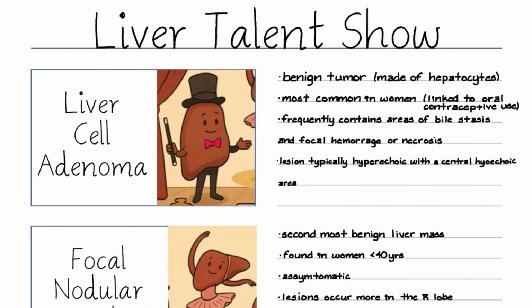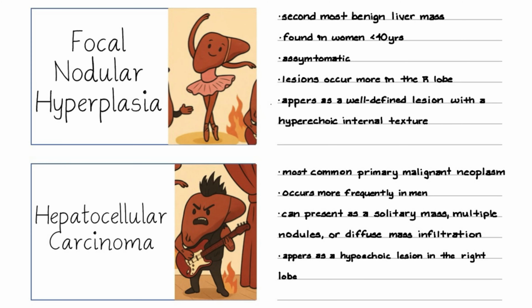Secondly, I chose to do the focal nodular hyperplasia. This is a ballerina, and I think of ballerinas as super dainty and girly, and not scary. So that reminds me that it is asymptomatic. It's a benign liver mass, and it's found in women less than 40.